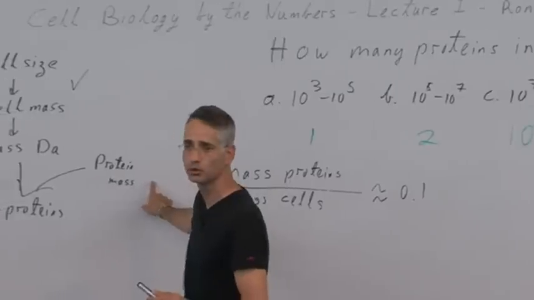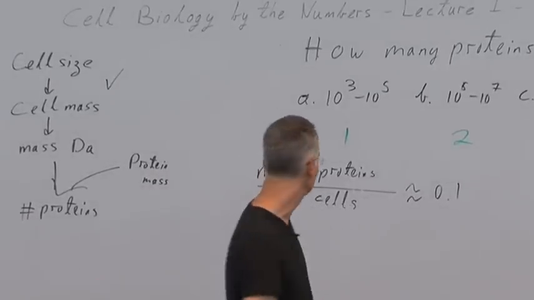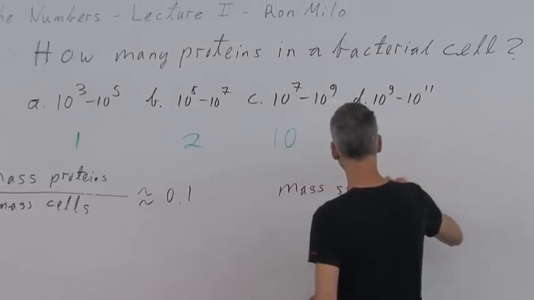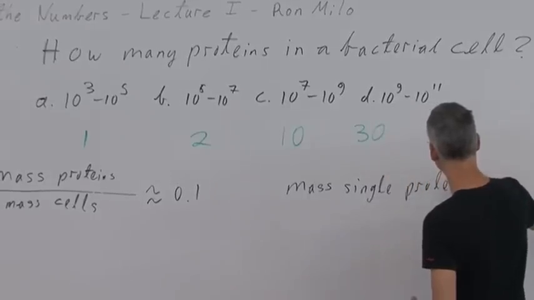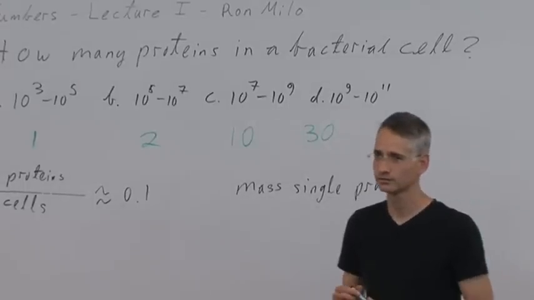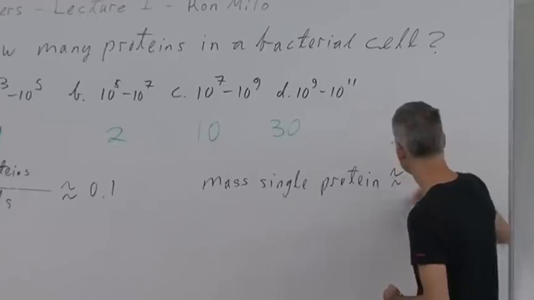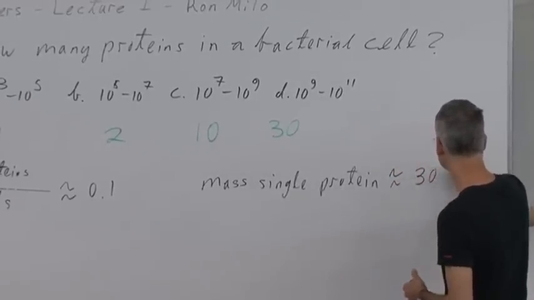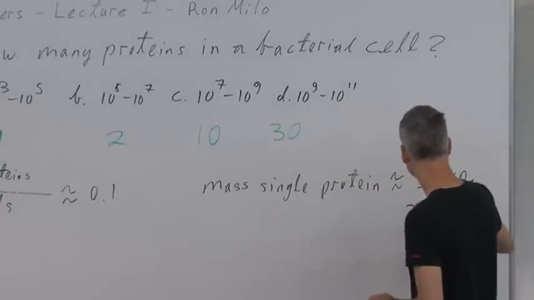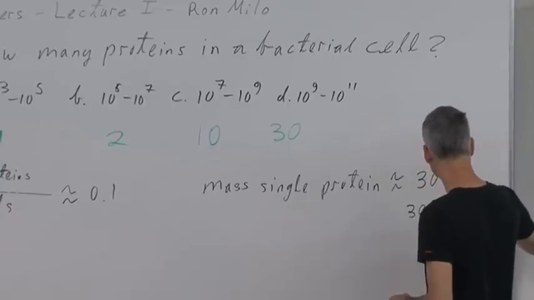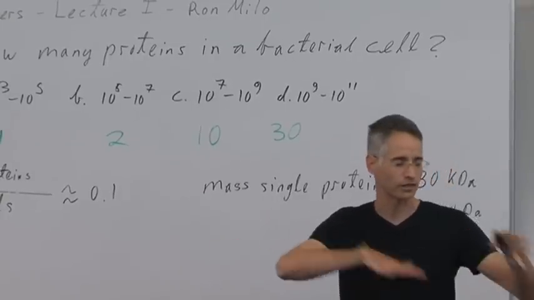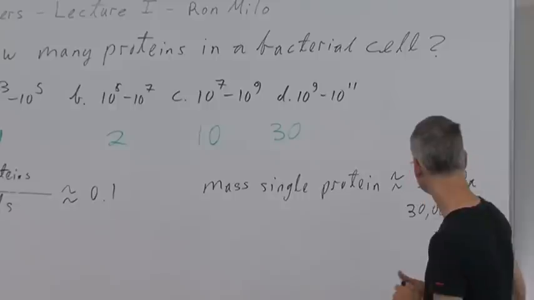Okay, so we need to know something about the protein mass. I'll be doing crowdsourcing again. What is the mass of a single protein on average? 100 kilodalton? How? 3,000. So it's about 30 kilodalton. It's like an average mass, meaning 30,000 daltons. Okay, and that's actually not very far. I heard 10,000, I heard 100,000, so it's somewhere in the middle.